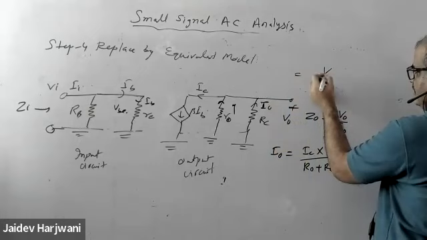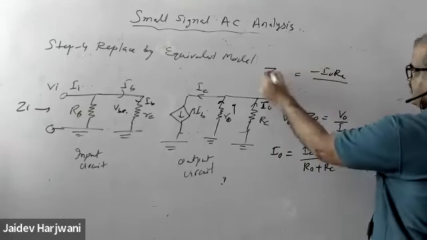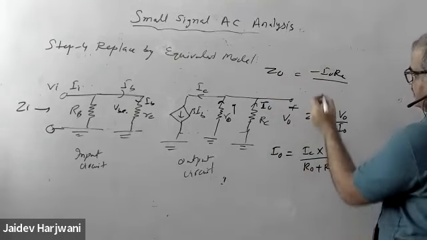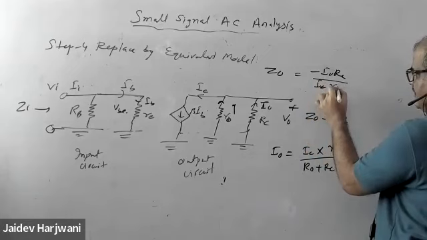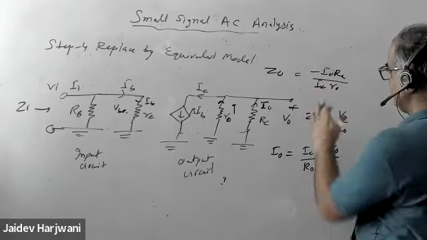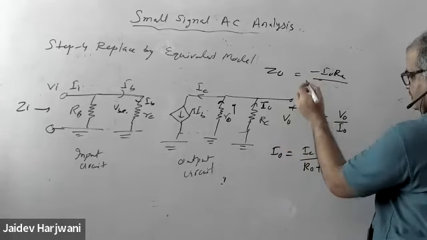V naught is I naught RC. And then I naught is this, IC R naught. Sorry, what is I naught? I naught is just this one. So IC R naught.